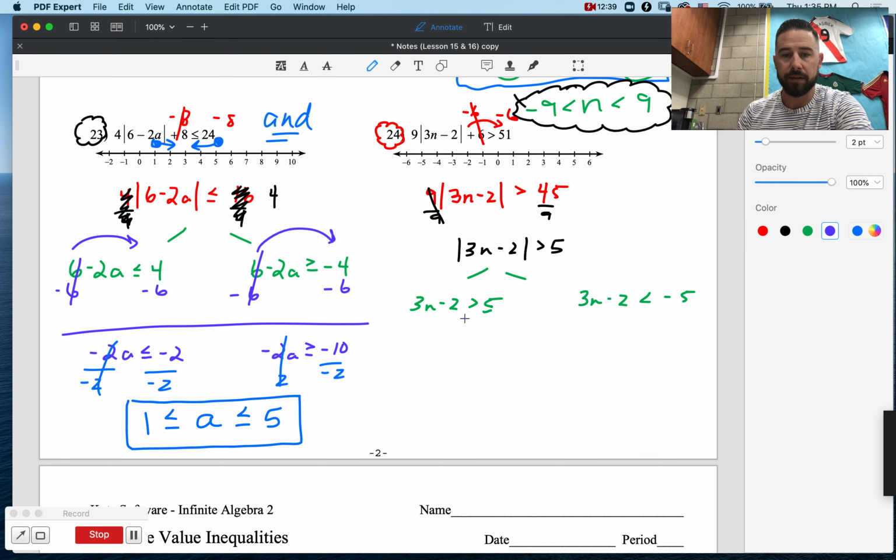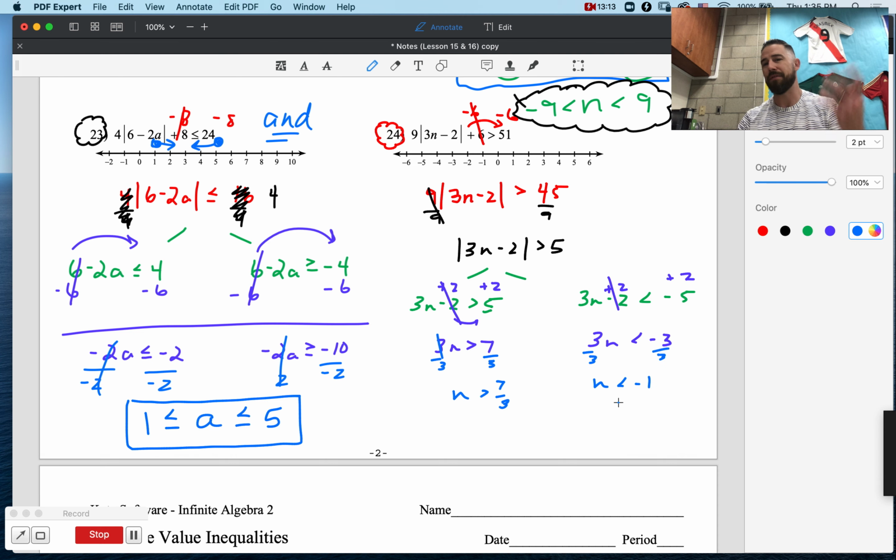Okay? Next step, slide it over. +2, +2. +2, +2. 3n, oh, we got a fraction. 7. 3n, -3. Divide by 3, divide by 3. n being 7 over 3. And this guy's n, because we divide by 3, -1.